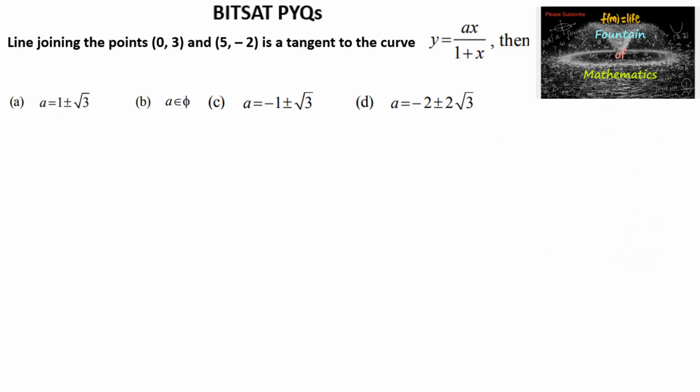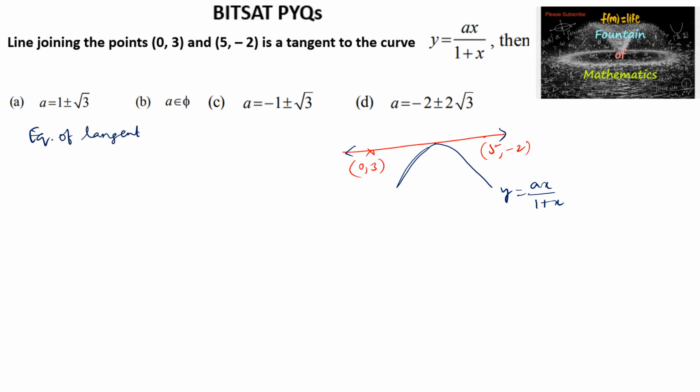The line joining the points 0, 3 and 5, minus 2 is a tangent to the curve y is equal to ax upon 1 plus x. So let us find the equation of the tangent, the equation of the line through 2 points. So we can say y minus y1 upon x minus x1 is equal to y2 minus y1 upon x2 minus x1. So let us use the points.